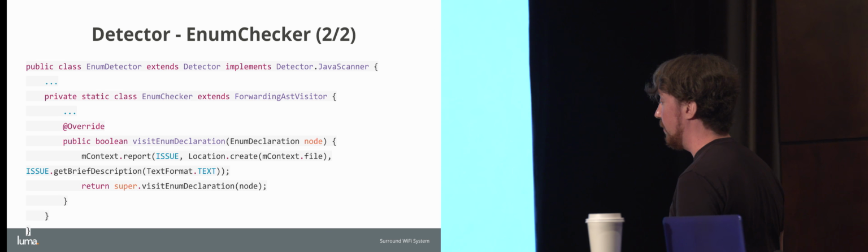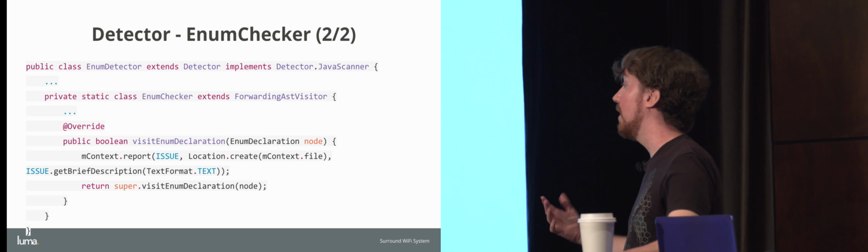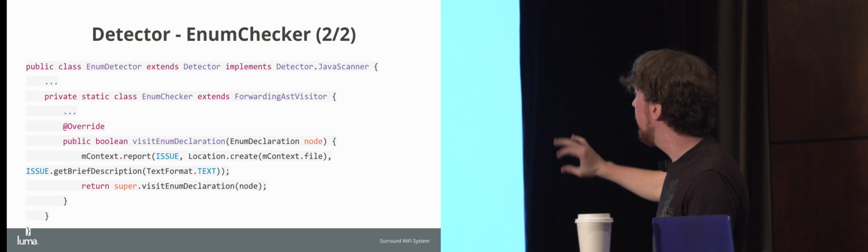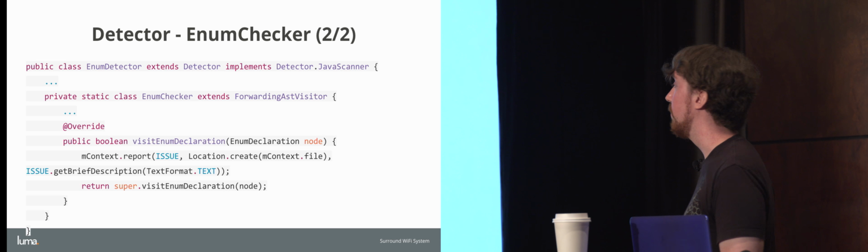And here's really, when it gets down to it, the most important method of them all. It's how we visit. It's where we are. It's this visit enum declaration. So since earlier we defined the node that we care about as an enum being declared, this is the only method we'll override in this class. But our forwarding AST visitor has all sorts of methods that we could override depending on what we care about. For us, it's enum declaration, but again, you can look for really any concept that can be represented in Java code, and there would be a corresponding method here that we could override.